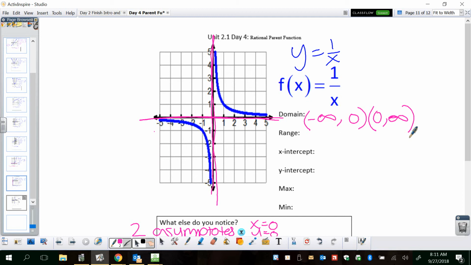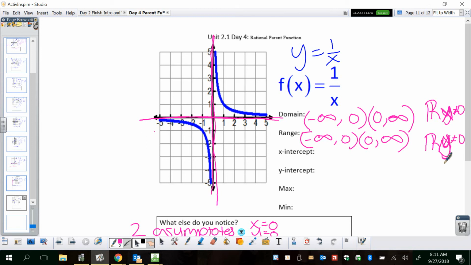So same concept for your range. Negative infinity to 0, 0 to infinity. Now, for the set notation, you could say all real numbers when y doesn't equal 0. Or x, sorry, that's domain. And then all real numbers when x doesn't equal 0. Why did I do that backwards? Sorry. Okay, x-intercept, does it have one? Does it have a y-intercept? Does it have a minimum? Does it have a maximum?